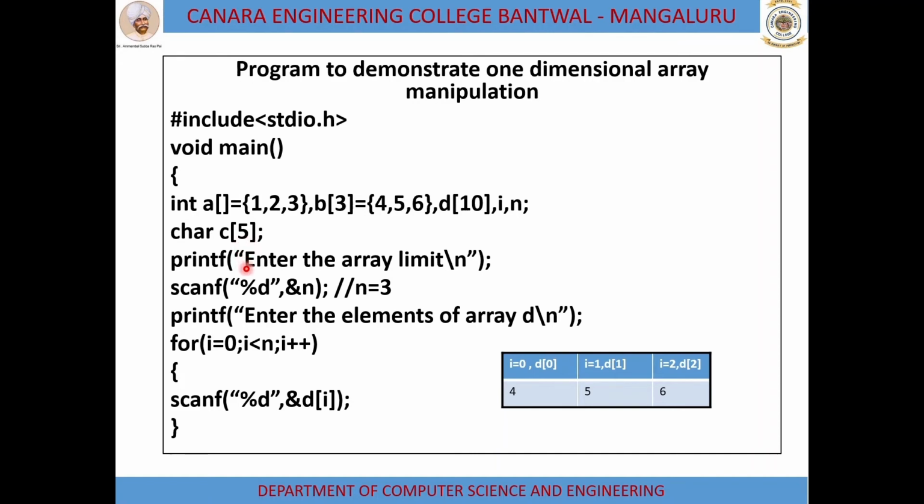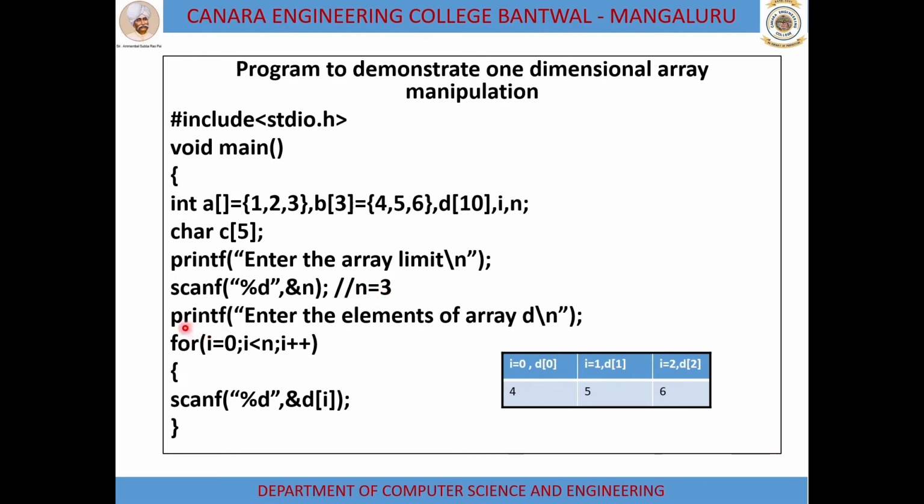Now, printf: enter the array limit. Then scanf %d comma ampersand n, which means whatever limit the user gives will be stored in the variable n. It is an integer type, so %d; ampersand is the address, and n is the name of the variable where the value has to be stored. For example, I'll take n as 3. The user has given input as 3, so for all the arrays I will take the limit as 3.